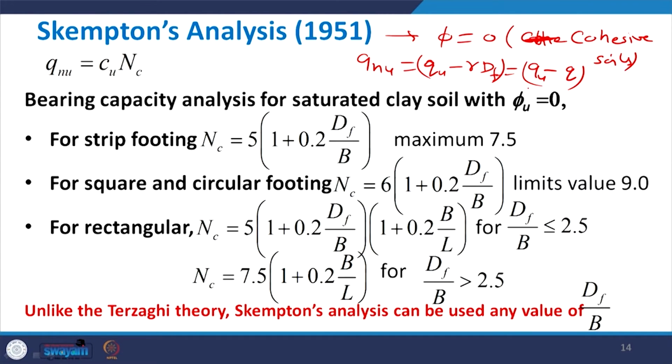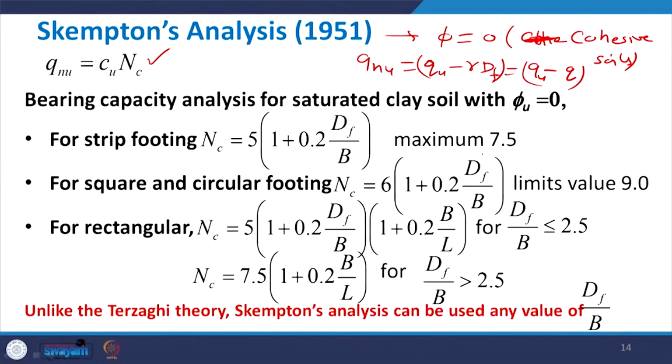So, this can be calculated from this relation here, and now the only one point left out in this case is the value of Nc. How to find the value of Nc? Skempton has proposed for a strip footing that the value of Nc can be found from the first relation, where the maximum value can be 7.5 irrespective of the value of df. So, the maximum value of Nc is 7.5, and the minimum, you know, if df equal to 0, then it will be 5. So, Nc will be between 5 and 7.5 for strip footing.